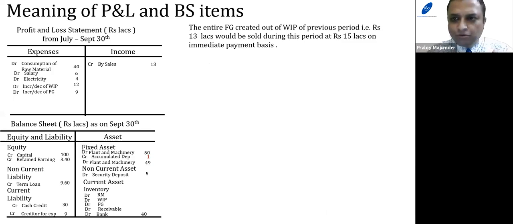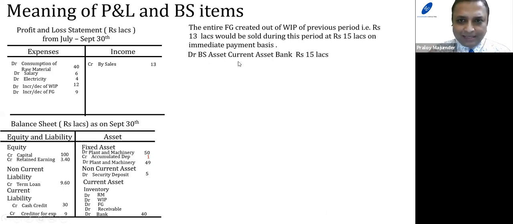Now the entire finished goods, after moving out, we have captured the moving out part. Now it will be sold at 15 lakhs on an immediate basis. Immediate means debit balance sheet asset current assets bank 15 lakhs. So here the same 15 is coming, so it becomes 55. What would be the second entry? It is coming from sales. So it would be credit P&L income sales of 15 lakhs. Now it will become 28.